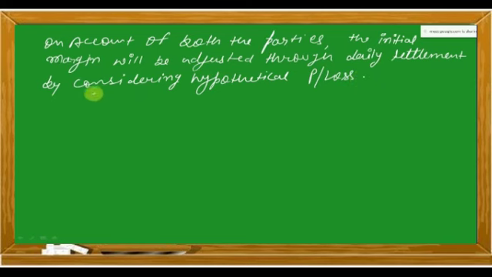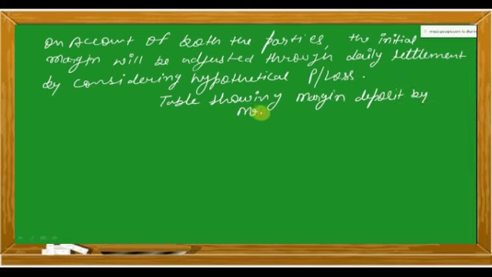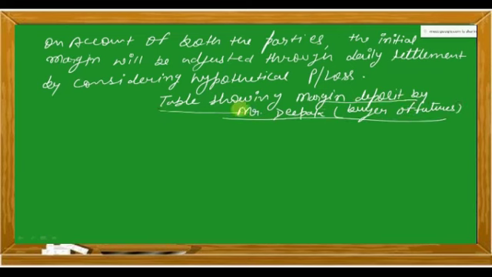So how do we do it? For this we prepare a particular table. So first we'll prepare a table showing margin deposit by Mr. Deepak. Mr. Deepak is the buyer, buyer of futures. So we'll prepare this table, and in this table the entire calculation will be there. We just need to do some specific analysis.